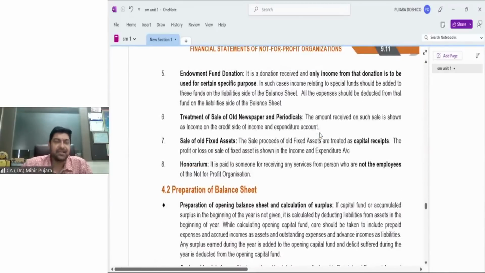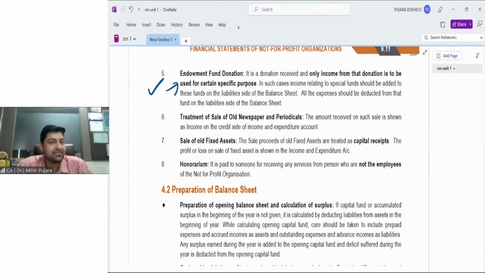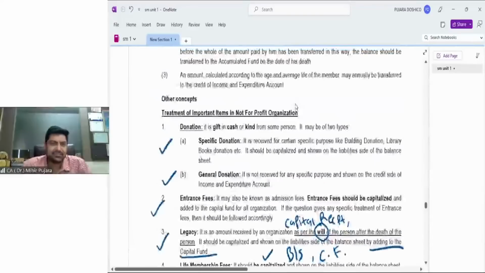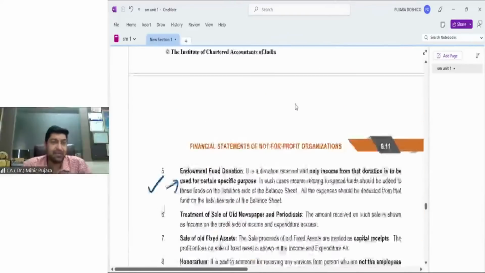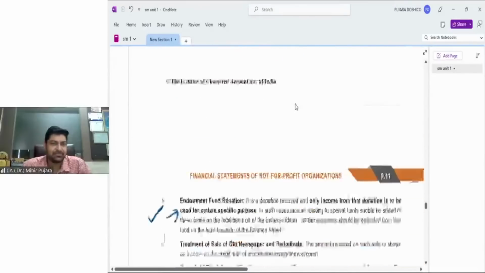Now guys, endowment fund donation. This is same as specific purpose. Endowment fund donation is a donation for specific purpose. Same treatment that we discussed. Points 6, 7, 8 are easy, no need to discuss. So the first 5 points are important.